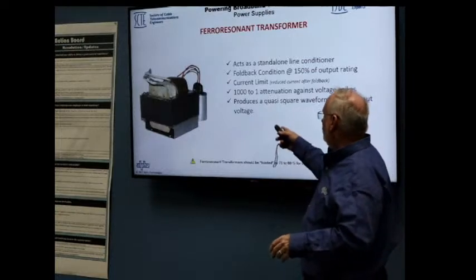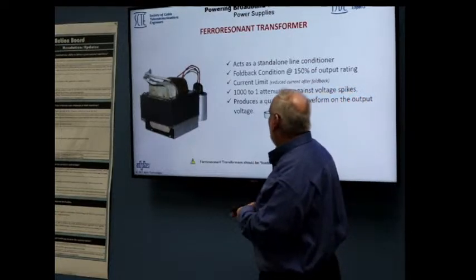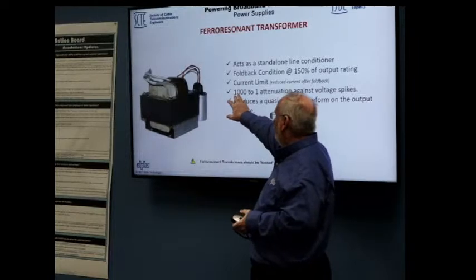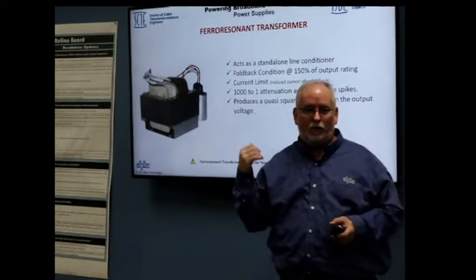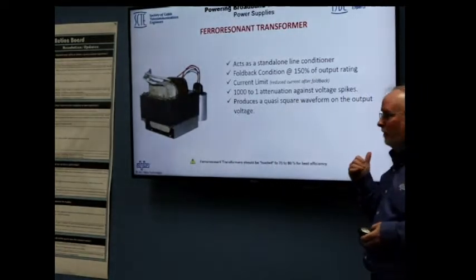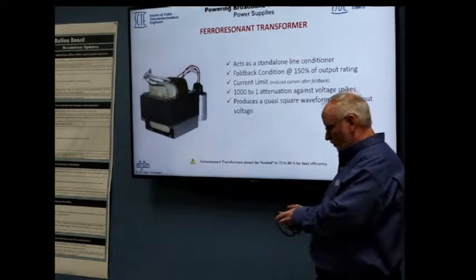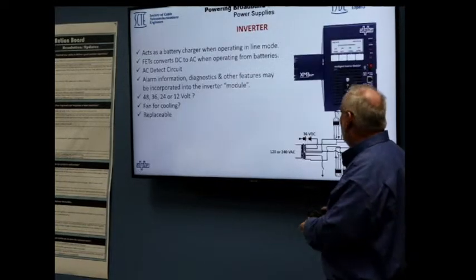Now to put that into perspective, when you look at 1,000, right? 10 is 10 dB, 100 is 20 dB, 1,000 is 30 dB. So to put it on the RF scale, that's a 30 dB attenuation of that signal. And it's just because of that circuit. So it's kind of cool.